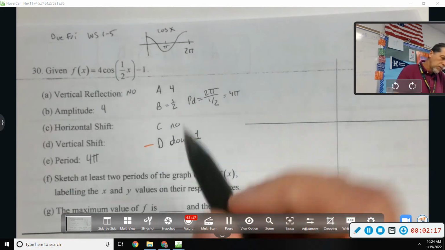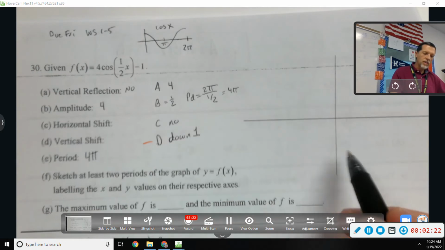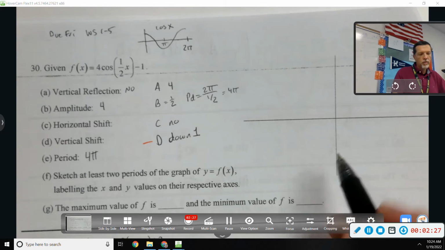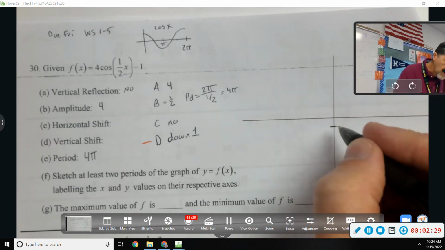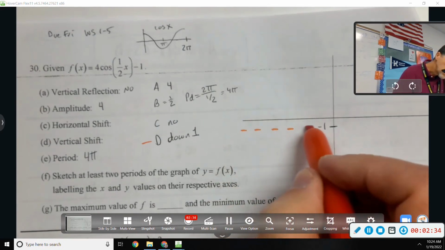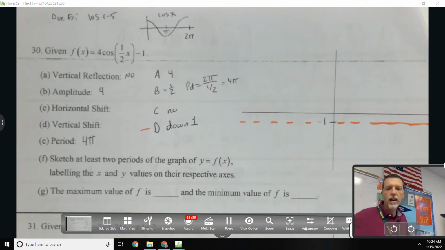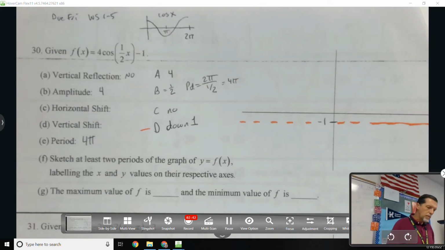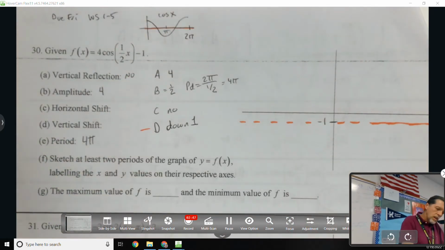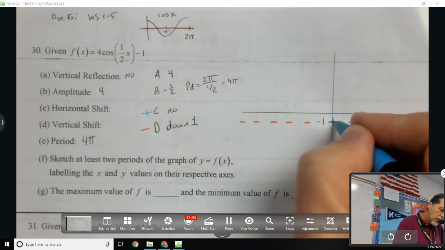All right, down 1. But I need to be careful because my amplitude is 4. Right? So if I put 1 down here, going 4 away from that's going to be a problem. So I need 1 to be not very far. So there's my midline. That's not an asymptote. You don't have to graph the midline, but I think it helps keep things straight. No phase shift, so my new origin is just down 1.